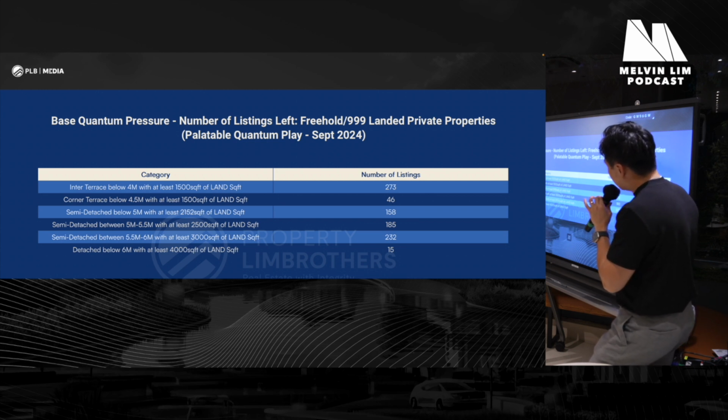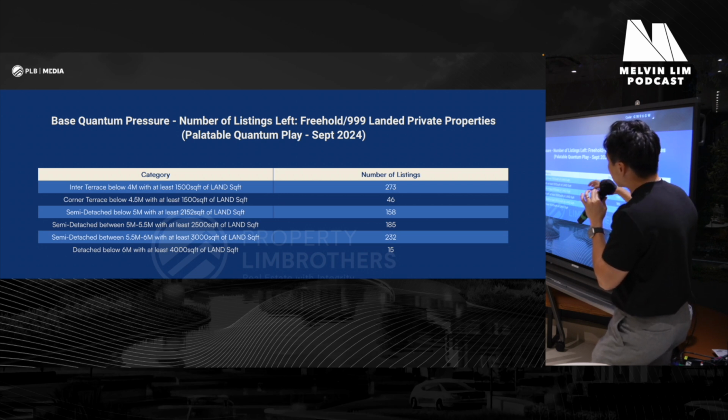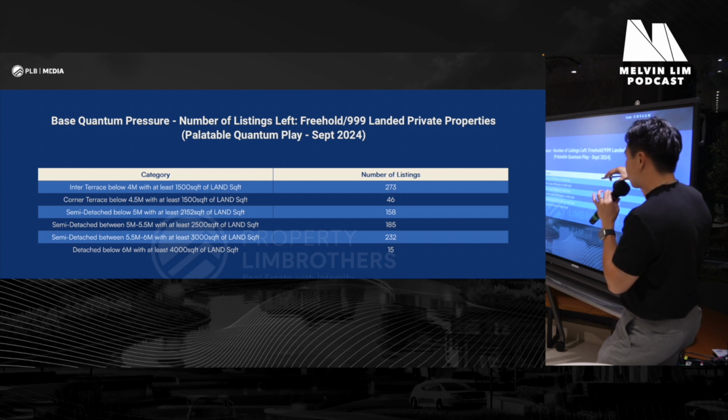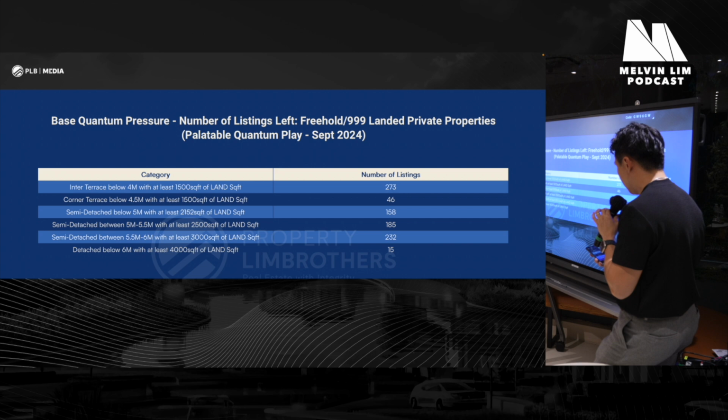Now, this is of course island-wide, but this is just to look at the base quantum pressure of listings of a lower quantum being absorbed. Once these are absorbed, landed asking prices will then slowly, gradually move up to a new tier, okay?